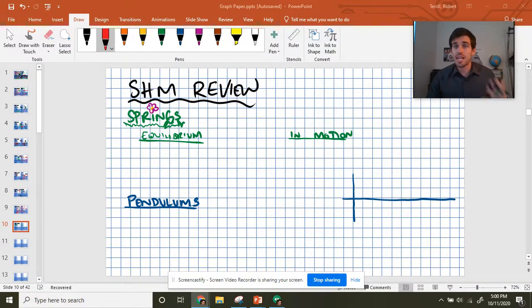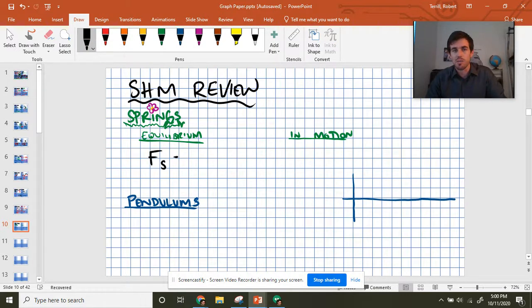All right, so last review on simple harmonic motion. Again, we're going back to talking about springs and pendulums because those are the two big pieces of simple harmonic motion. But if we're talking about springs first, I want to address when you use forces with springs and when you use energy. And the answer comes down pretty simply.